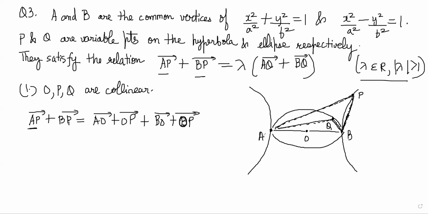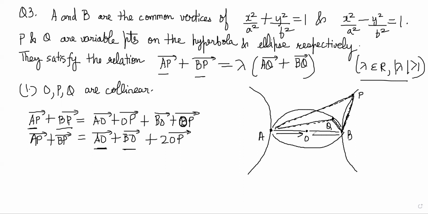We are splitting the AP vector as AO plus OP and BP vector as BO plus OP. That tells us that this is AO plus BO plus twice of OP. That is AP plus BP vector, right? Now think about it. AO and BO are vectors like this and like this. They cancel each other. They are the radius, equal length and opposite directions, right? So these two get cancelled. So we have AP plus BP is twice of OP vector, right?